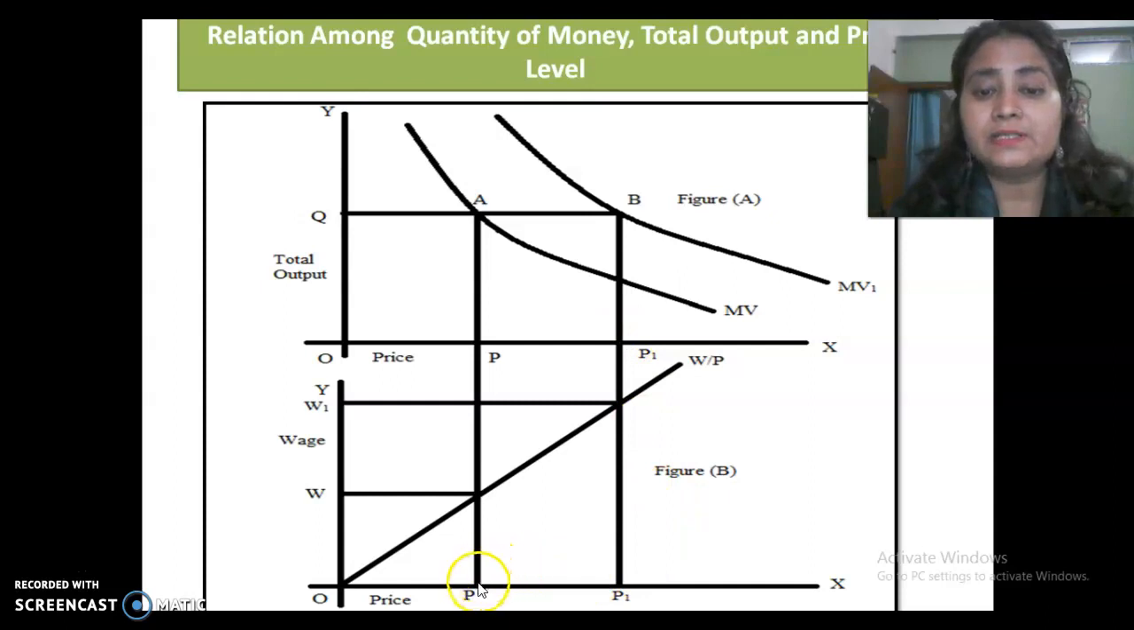When the price level increases in the same proportion, you see here in the lower figure, the nominal wage also increases in the same proportion. So this 45-degree line, that is W by P, shows that an increase in the price level will also increase the nominal wage in the same proportion. So W by P is the real wage line and real wage curve, which is money wage divided by price level.